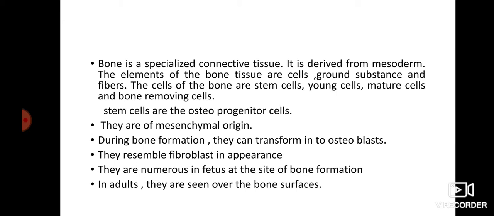Hi students, today we are going to see the structure of a bone. The bone is a specialized connective tissue. As we all know, a general connective tissue has the structure of a ground substance with cells and fibers. In the same way, bone also consists of a ground substance with minerals, and with bone cells and fibers.